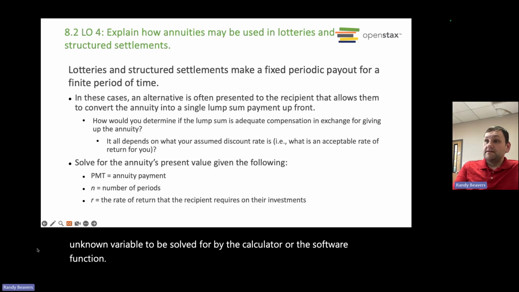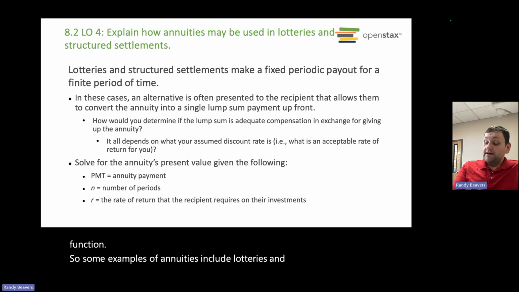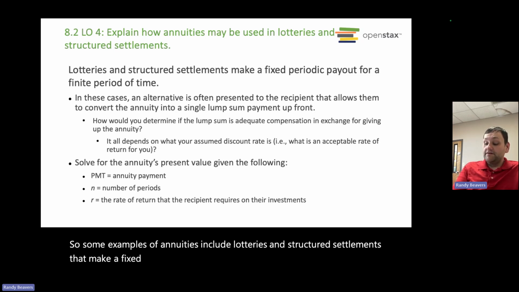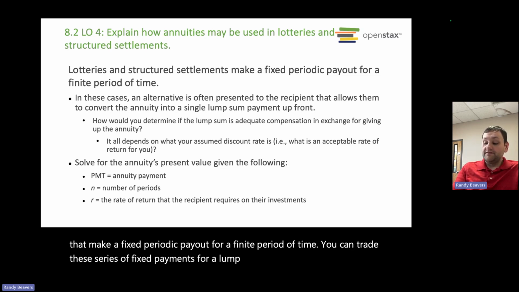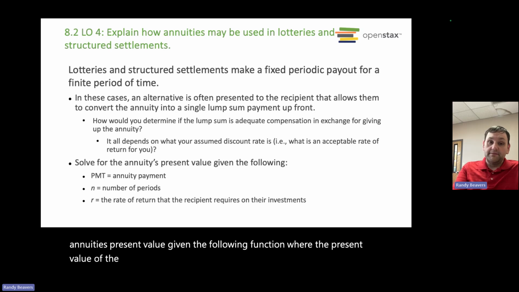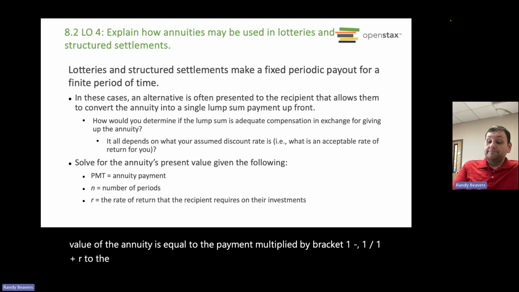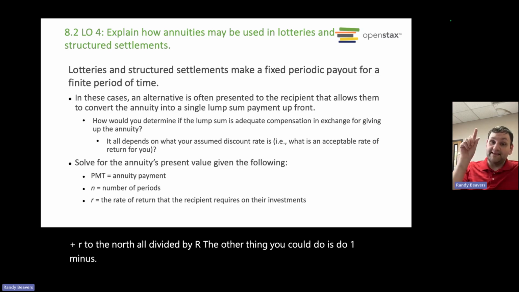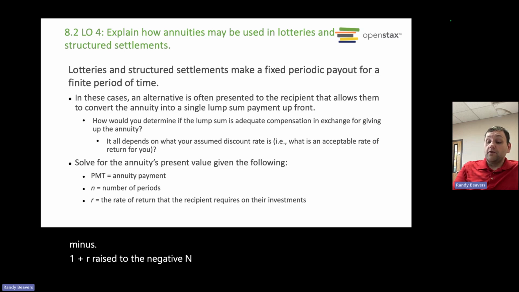So some examples of annuities include lotteries and structured settlements that make a fixed periodic payout for a finite period of time. You can trade these series of fixed payments for a lump sum payment by solving for the annuity's present value, given the following function, where the present value of the annuity is equal to the payment multiplied by, bracket, 1 minus 1 over (1 plus r) to the n, all divided by r. The other thing you could do is do 1 minus (1 plus r) raised to the negative n power and divide by r. So whichever one you feel more comfortable with.